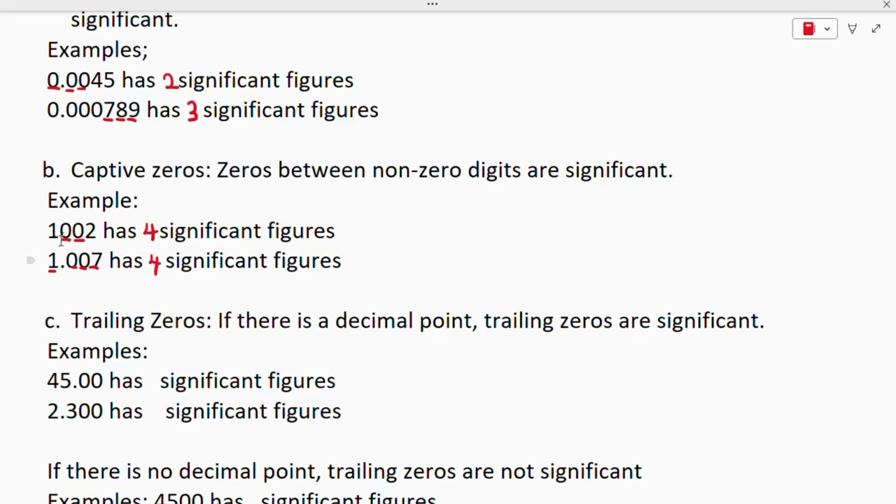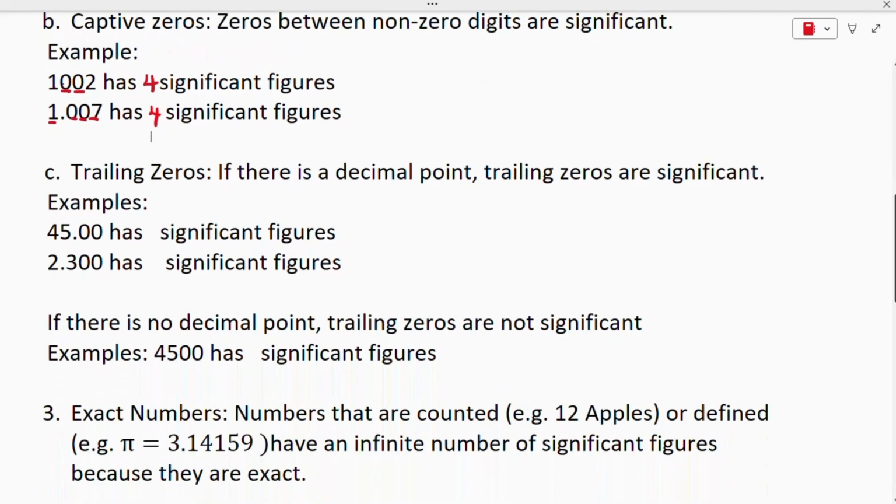Also, we have the trailing zeros. If there is a decimal point, trailing zeros are significant. So for this number right here, these are trailing zeros, and because there is a decimal point right here, these zeros are significant. So this particular number has 1, 2, 3, 4, four significant figures. For this particular number we also have 1, 2, 3, 4. This also has four significant figures.